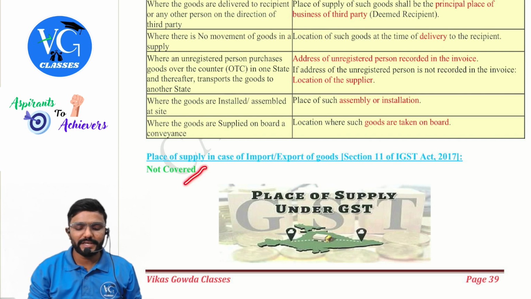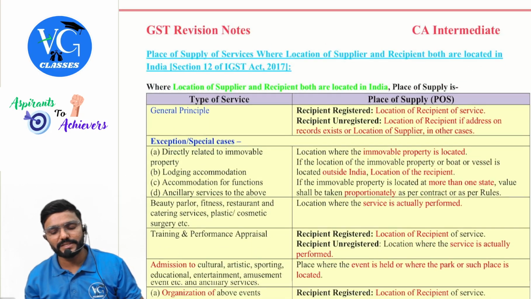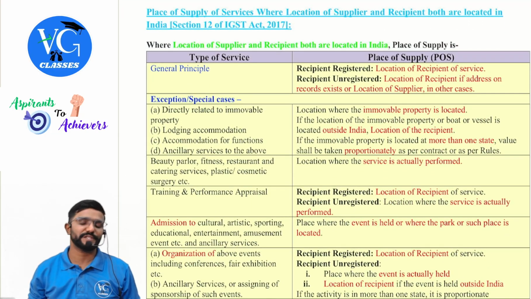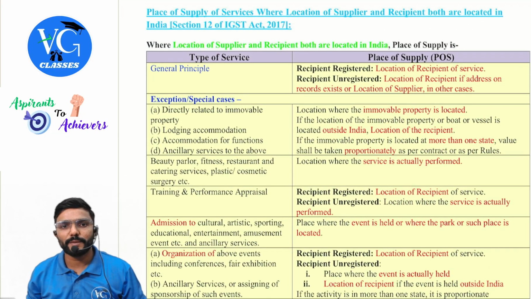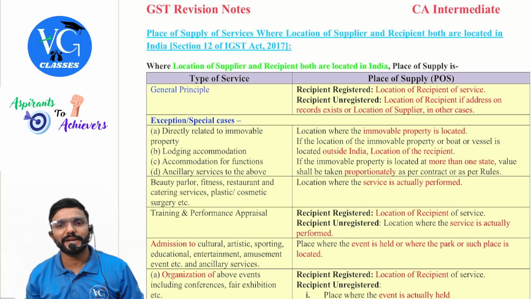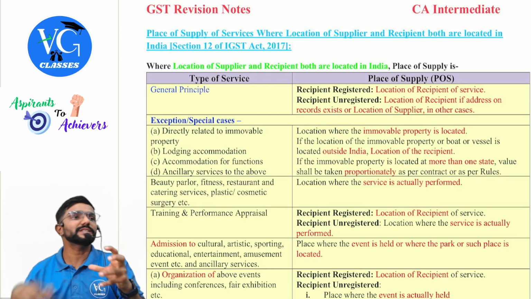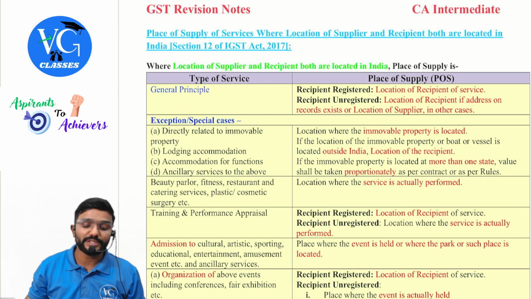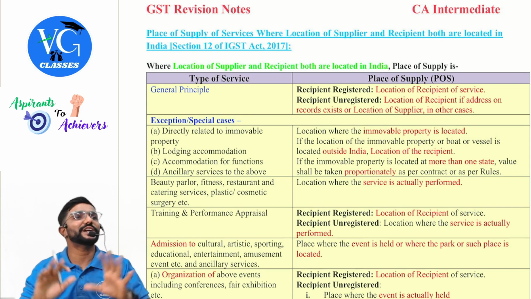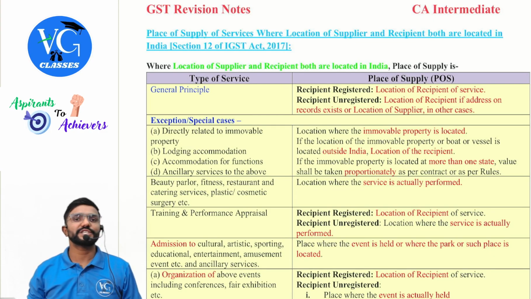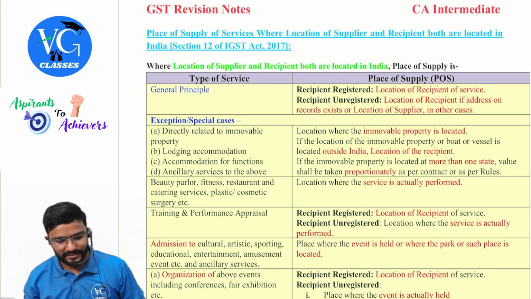Section 11 is not covered in your intermediate syllabus. So straight away we will go for services now. Place of supply of services where the location of supplier and recipient both are located in India. Sir, what if one is outside India? Then we have to follow section 13. Section 13 is not a part of your syllabus.